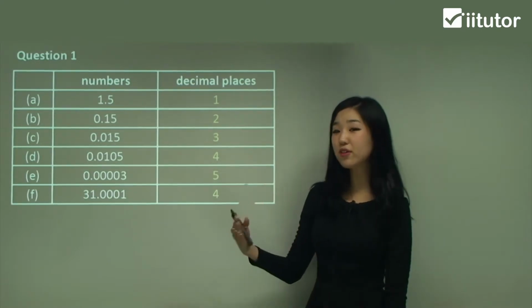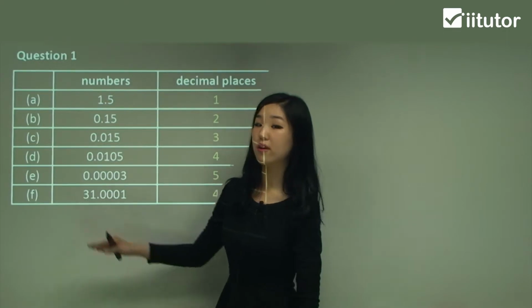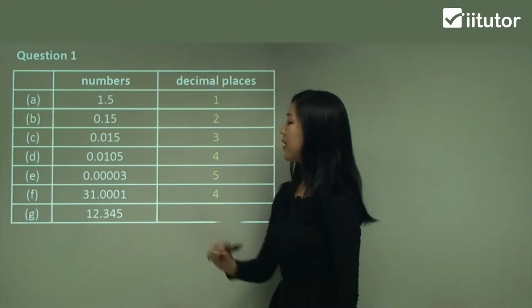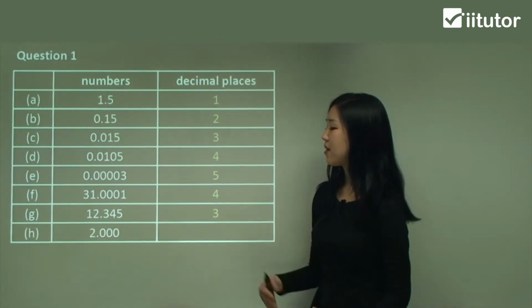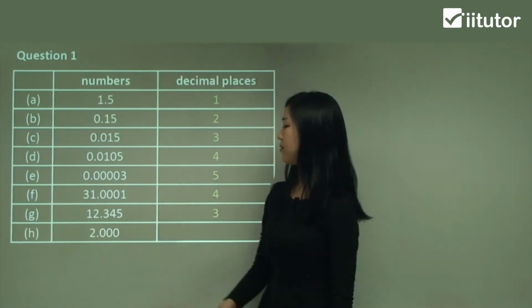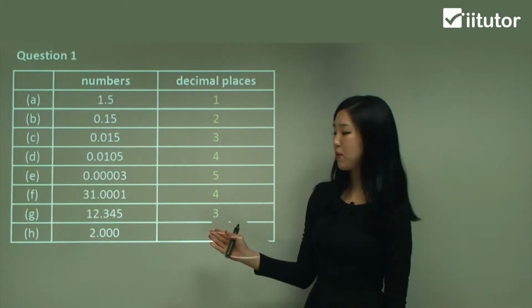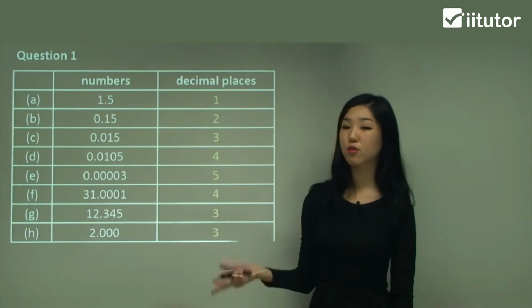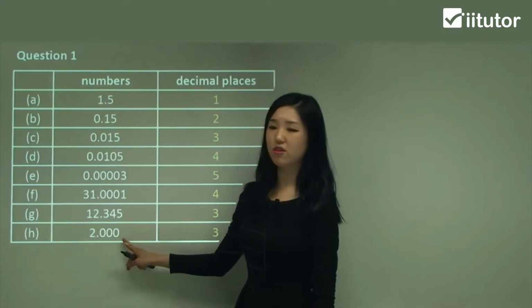So see how I'm only looking at the numbers after the decimal point, so it doesn't really matter what's before it. Now G, 1, 2, 3, so 3. And H, again, 1, 2, 3, so 3. So although it's 0, you still include it because there must be a purpose of doing that. The question might have said, write the number in 3 decimal places, and it would have been 0. So they just wrote 0, 0, 0.